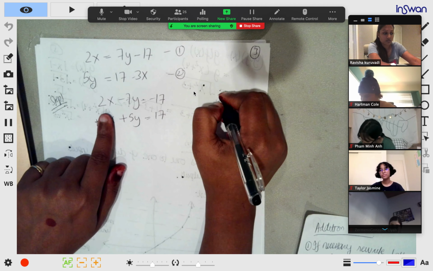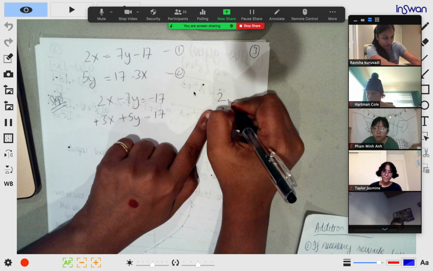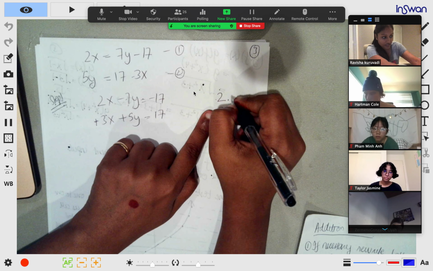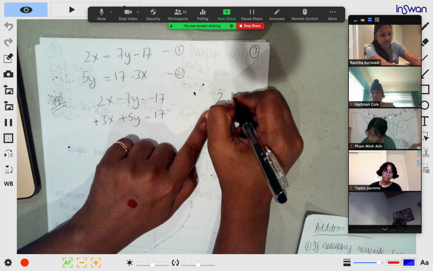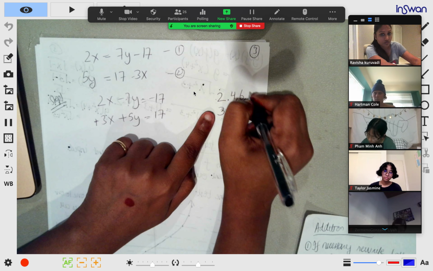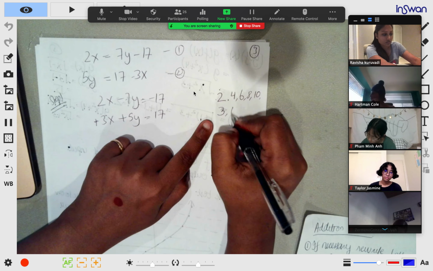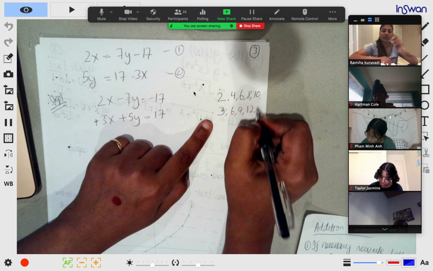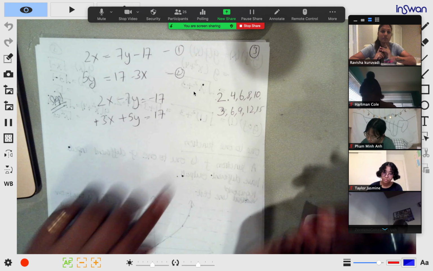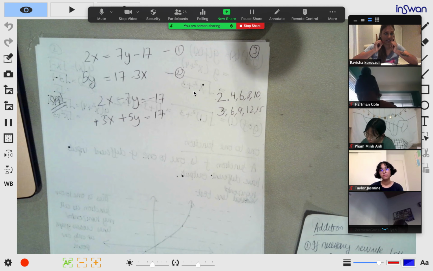Like list out the multiples, or what they have in common. Yes, let's list out 2: 2, 4, 6, 8, 10. And let's list the multiples of 3 also: 3, 6, 9. What they have in common is 6. Exactly, 6. So I need to make one as 6 and one as negative 6.